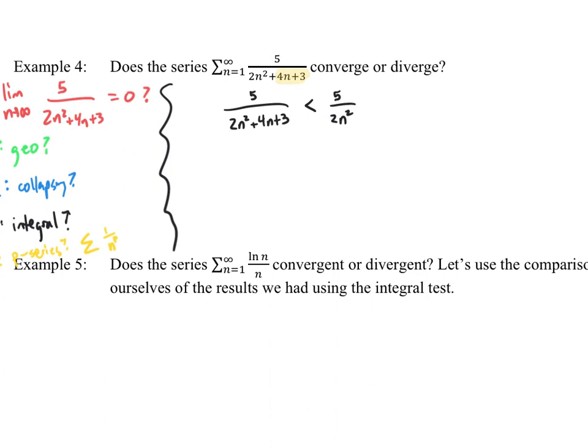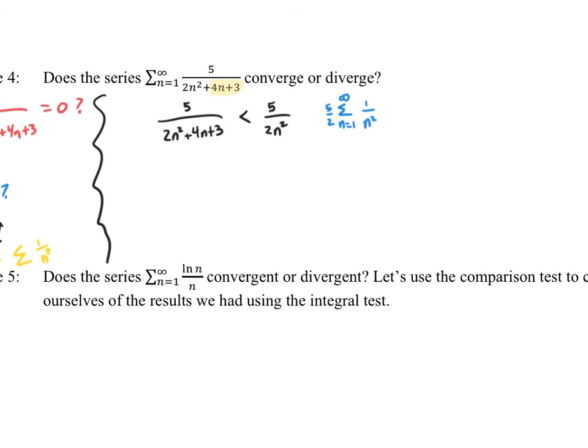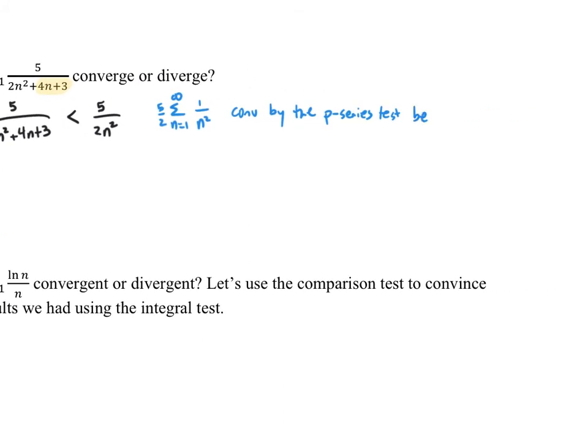So we have a situation here where we're looking at, in particular, the series 5 over 2n squared. I'm going to pull the 5 over 2 out to the front so that I simply have 1 over n squared. And this is convergent by the p-series test, because p is equal to 2, which is greater than 1.